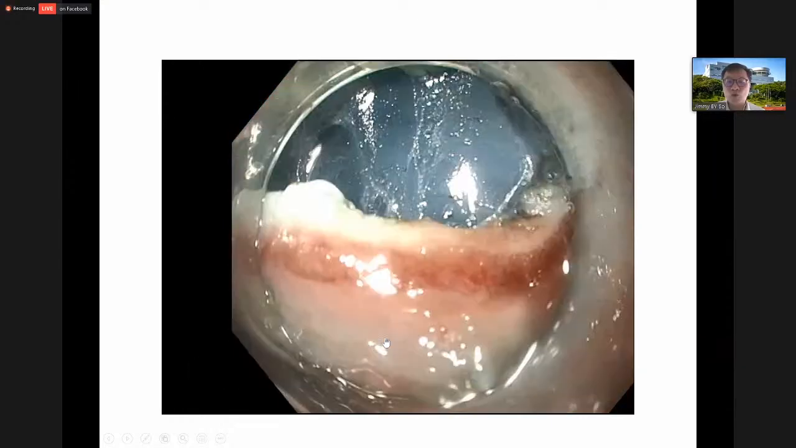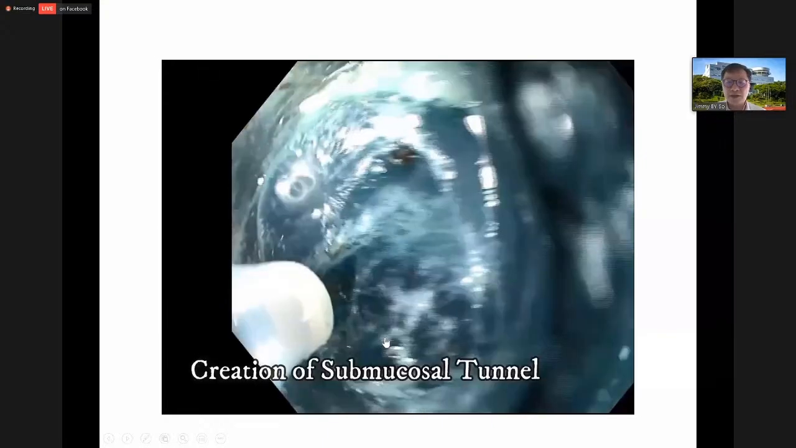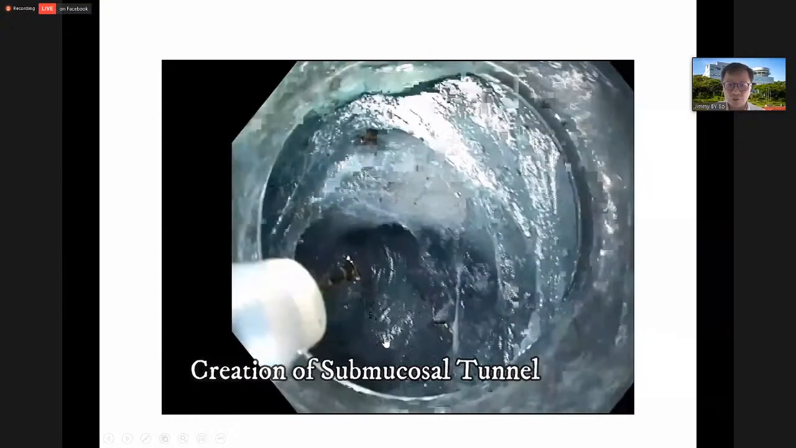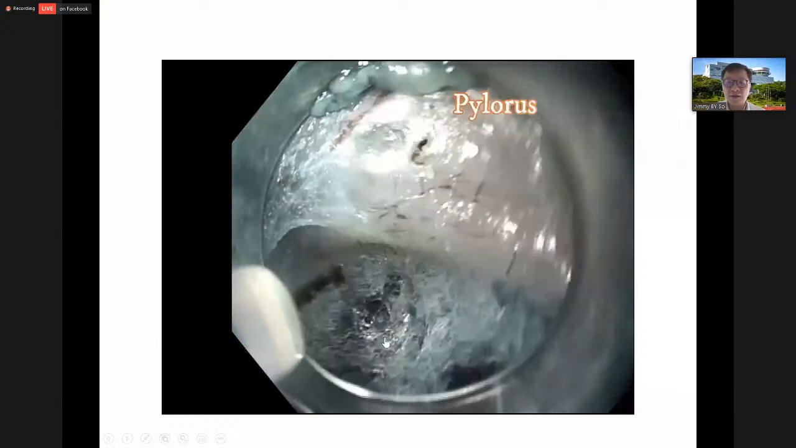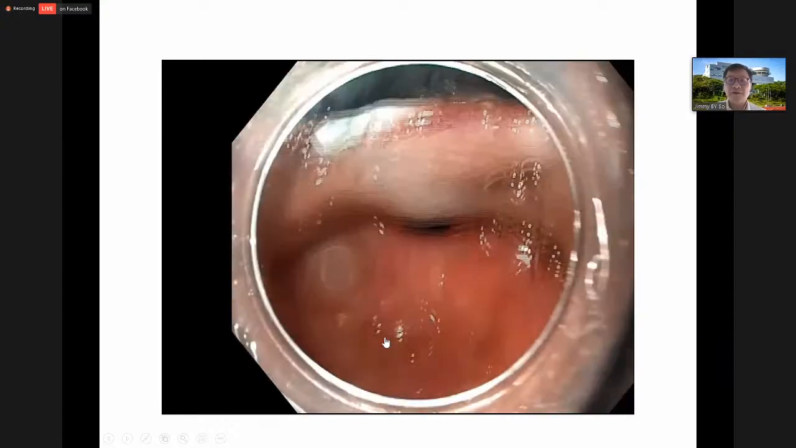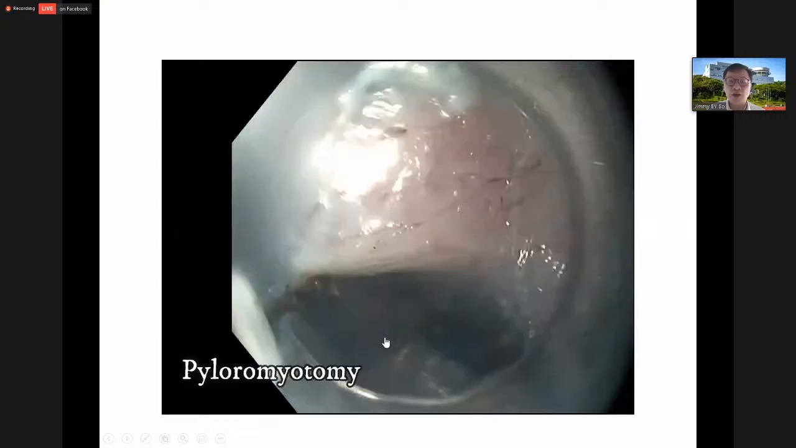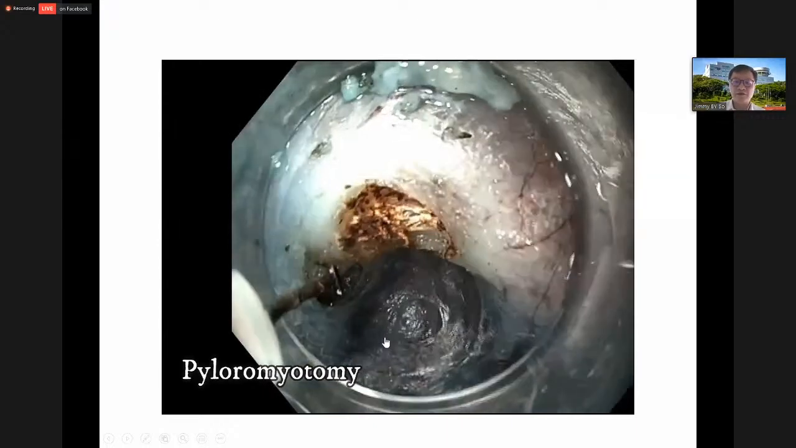Then we create a submucosal tunnel and dissect the space until you see the pyloric muscle, which is at the 12 o'clock position. Then we dissect a little bit beyond the pylorus. And this is the true lumen, which we can look at to confirm the location of the pylorus. After that, we do a myotomy in the usual way using the endoscopic knife.